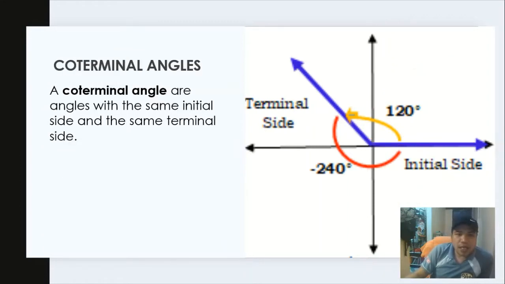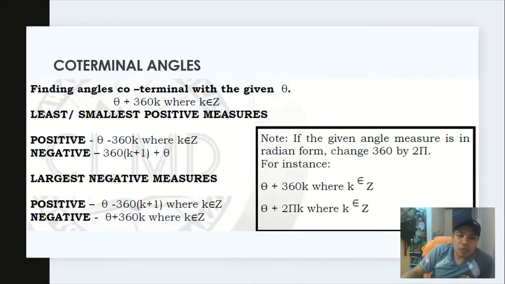Coterminal angles are angles with the same initial side and same terminal side. So dito, as you can see, positive 120 degrees is the same with negative 240 degrees with the initial and the terminal side. So yung isa is from the positive side, yung isa from the negative side. So those are coterminal angles.